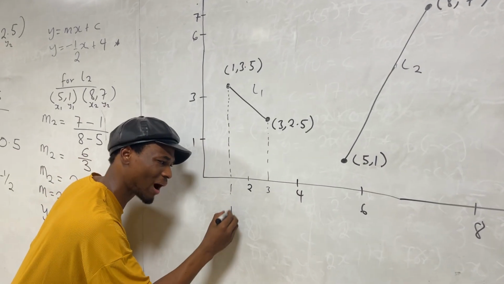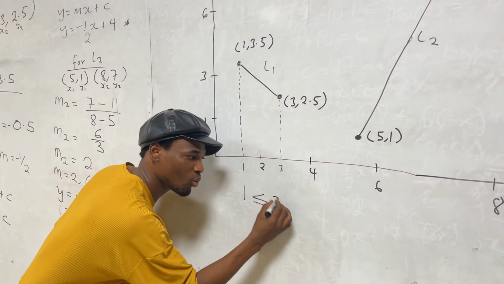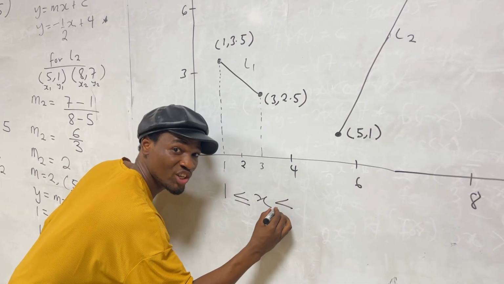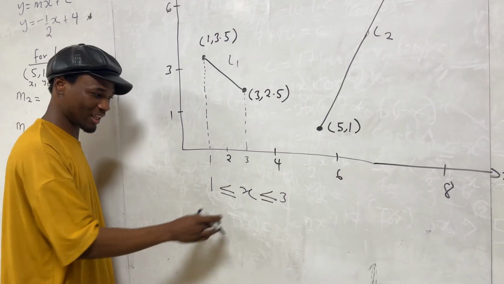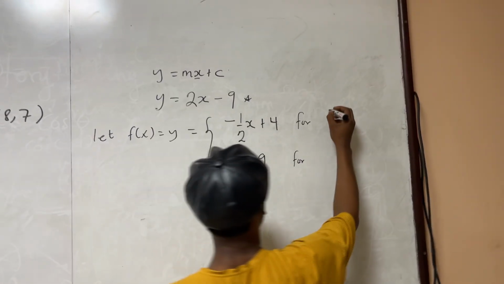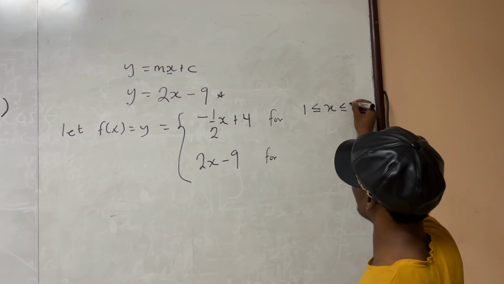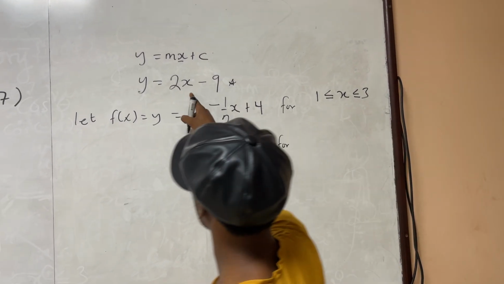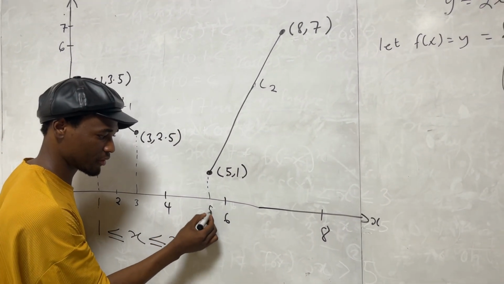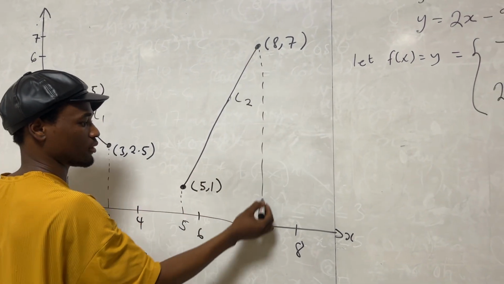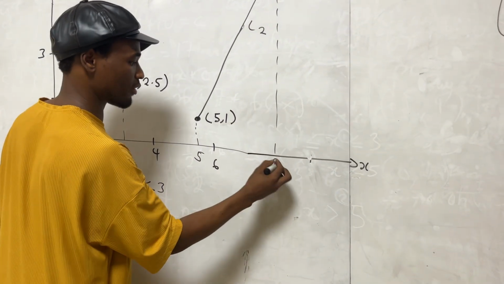So you have 1 less than or equal to x, this means it's closed, then less than or equal to, because it's also closed at 3. As simple as that. So we are going to do that. So I have for 1 less than or equal to x less than or equal to 3. Then this, yeah, the same thing. Look, this is 5, right? So from here, this is 5. Then here, this 8, right? So I have 8. Okay, 8 over here.